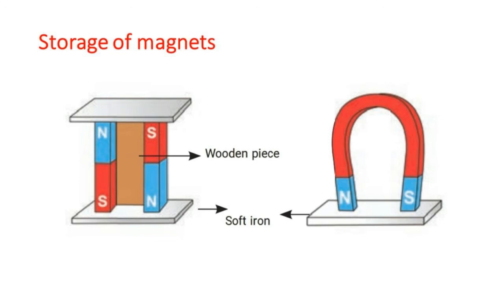Storage of magnets. Improper storage can also cause magnets to lose their properties. To keep them safe, bar magnets should be kept in pairs with their unlike poles on the same side. They must be separated by a piece of wood, and two pieces of soft iron should be placed across their ends. For a horseshoe magnet, a single piece of soft iron can be used as a magnetic keeper across the poles.